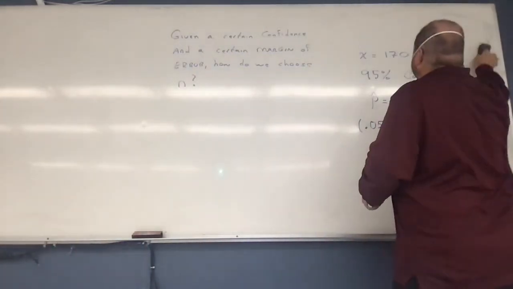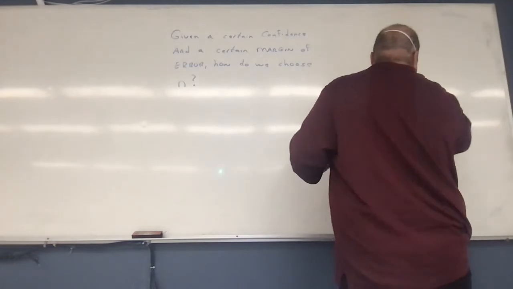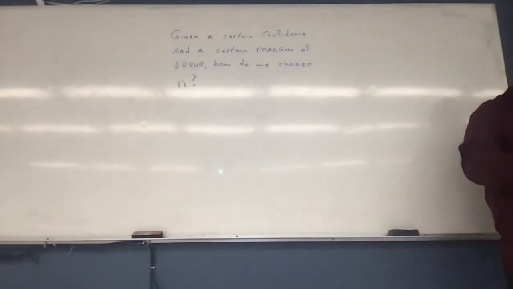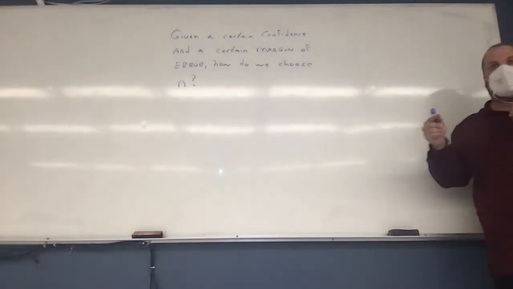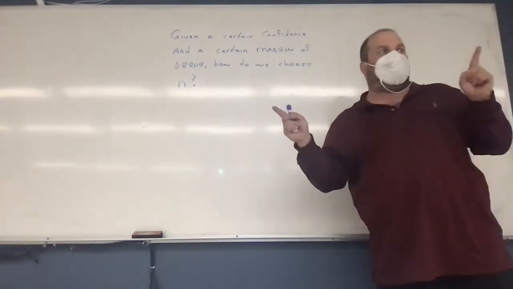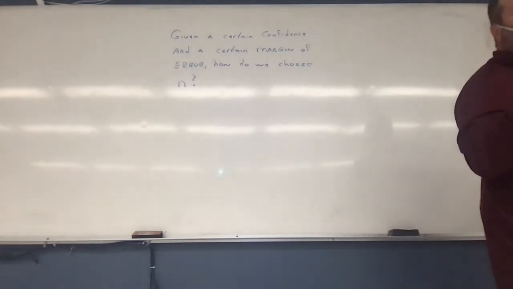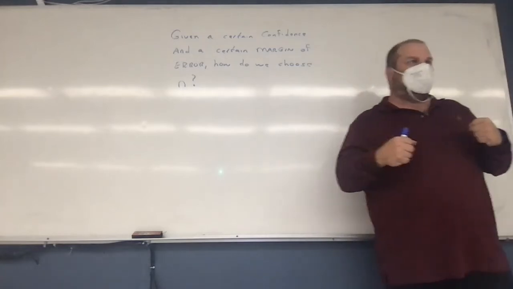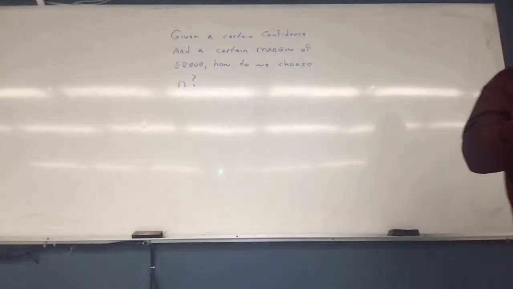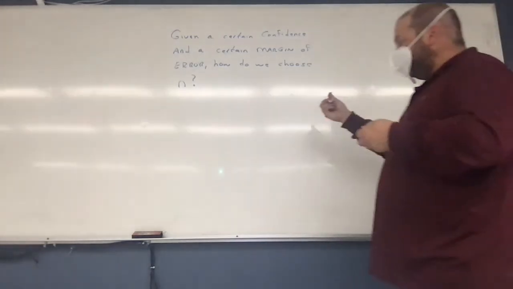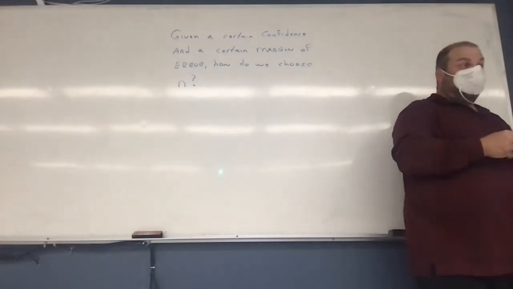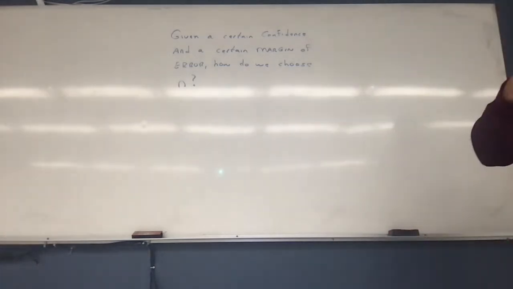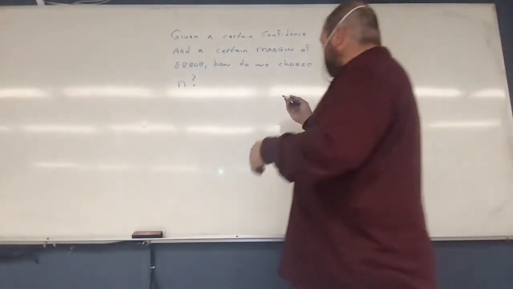If I tell you what the confidence is, I want 95% confidence. And I tell you what the margin of error is, I don't want it to be wider than 1. I want to make sure that we're not more than 1 away from the true value, whatever it is. How do we choose in advance of doing the survey? How do we choose n? So the answer is a little bit of math and a little bit of not math. Let's start with the math part.